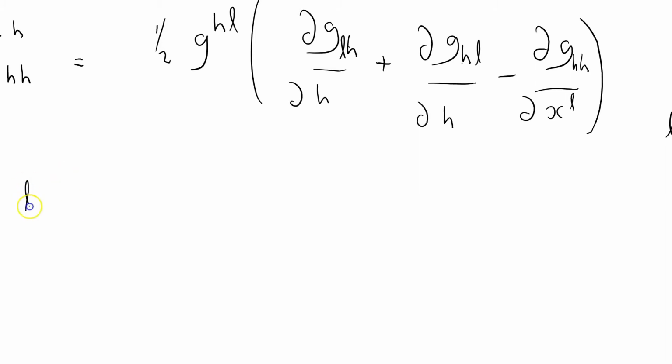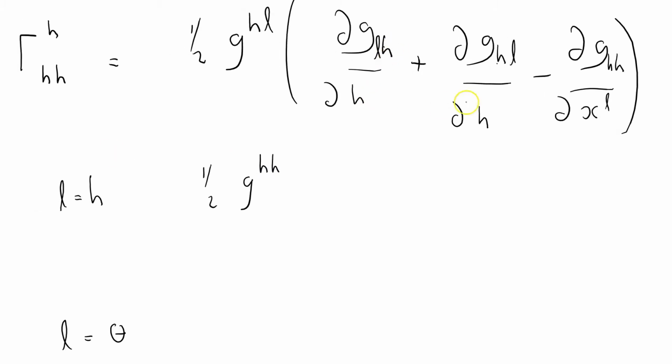Well, first of all, I'm going to set L equals H, and then secondly, I'll set L equals theta, and then I'll sum those. So we've got a half G, and I'll just write it out, and then I'll expand using the proper definition. L equals H. So we've got H, everything's an H now, because all the indices were H, because it's H and H and H, and the summation variable L is also an H.